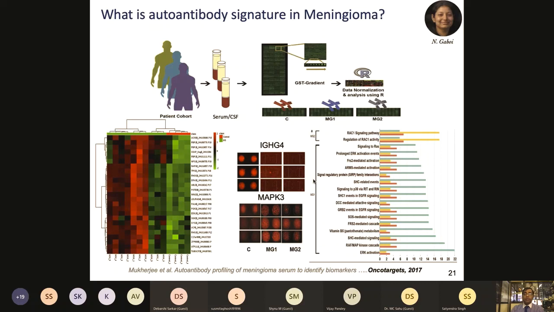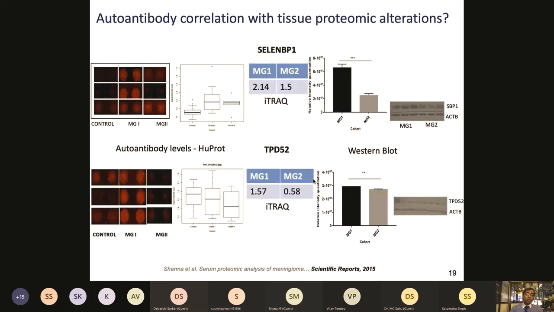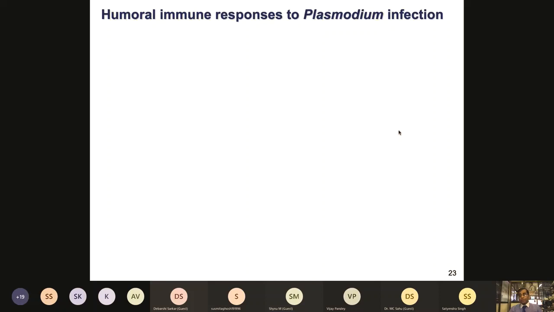Again, this was an interesting observation, and we also looked at what we are finding with the tissue proteomics data from these patients versus what we are finding with autoantibodies. Are there some proteins showing common correlation between the tissue data and the autoantibody data? There were some, like selenium binding protein and TPD52, which showed quite uniform response, and we did some Western blots as well. So now you can see that different technologies have to be brought together to address these questions.